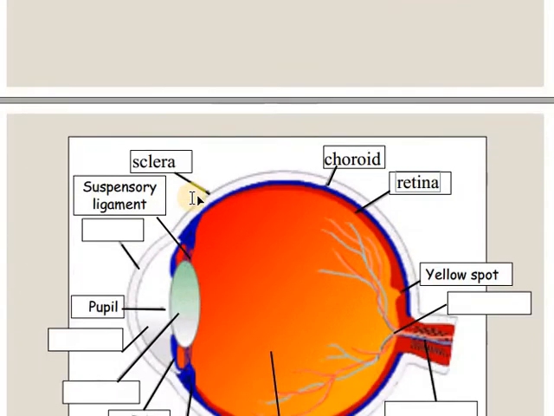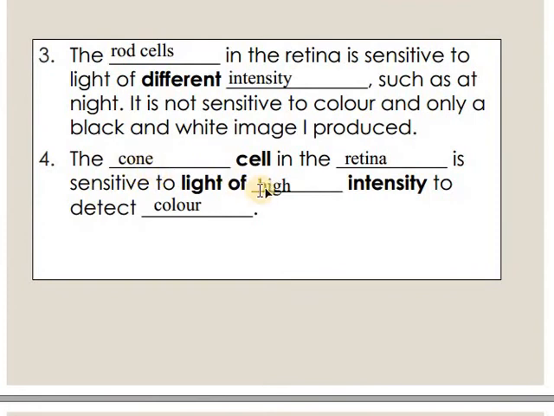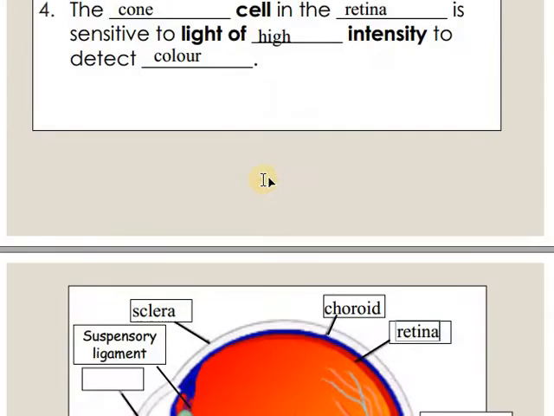But the cone cell only functions when the light is bright. That means at night when the light is dim, we cannot see color. So that's why at night time or at a place where it is dark, where the light is not bright, you cannot differentiate the color. You can see, but you cannot differentiate the color.